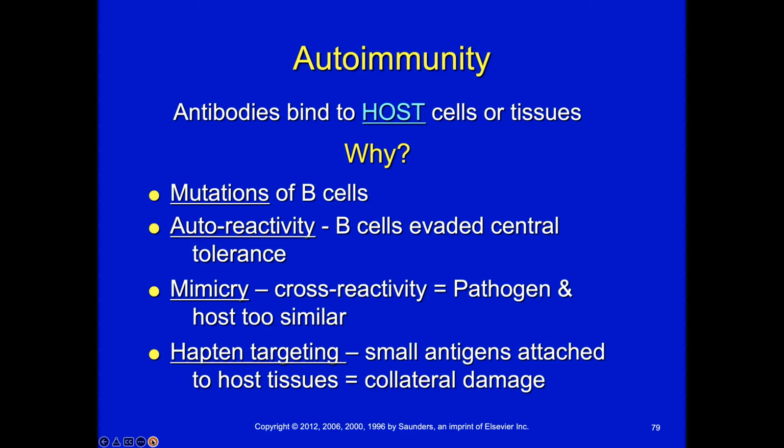Mimicry. This is where we have a cross-reactivity situation. So the pathogen and the host cell tissues are just too similar, and the antibodies that do react against the pathogen also react against host tissue. And finally, we have hapten targeting. So haptens are very small, tiny antigens, and they get attached to host tissues when they enter the body. And so this combination is recognized as being pathogenic. So the host tissues are attacked as well as the antigen.